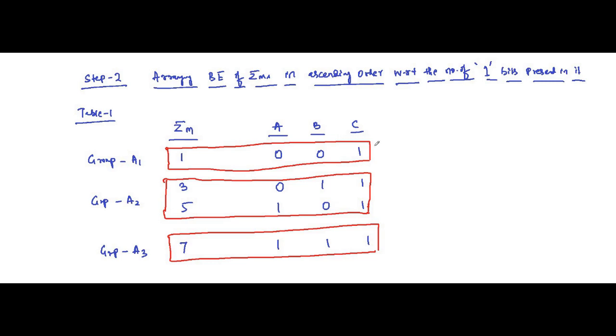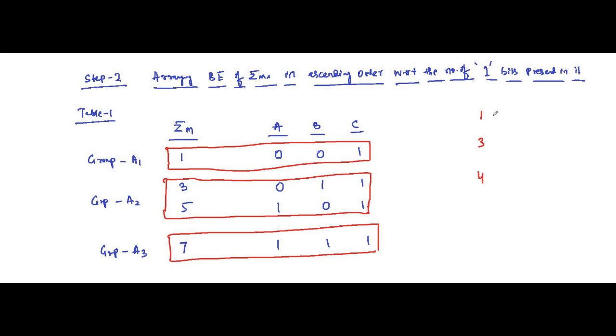Another important thing to take care of here is that we have not arranged the minterms in terms of their magnitude, 1, 3, 5, 7, not that. We have arranged them with respect to the number of 1 bits that are present. So let me use another example to make this point clear. Suppose we have minterms 1, 3 and let's say 4.